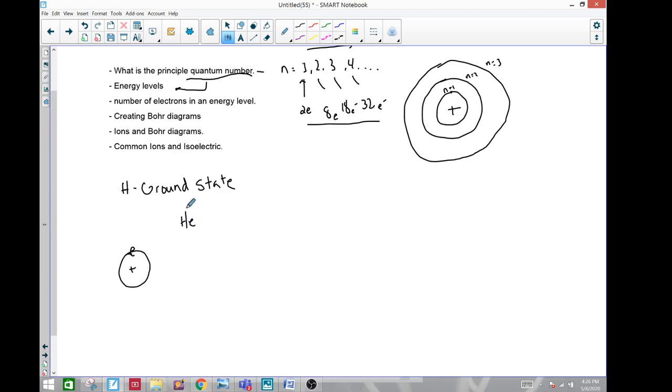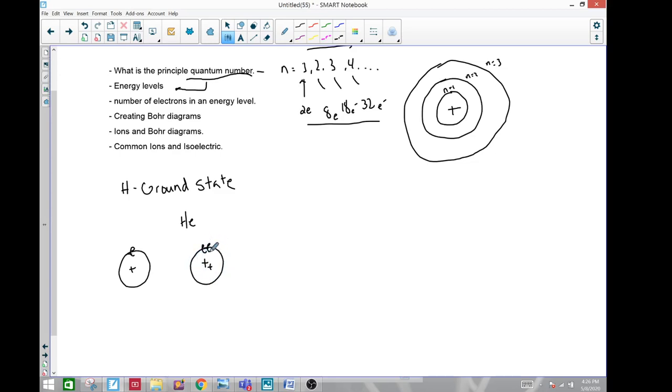If we were to do, let's say, helium, again, we always assume ground state. I'll show you an example of what I mean by an excited state in a moment. Again, this first energy level can hold 2 electrons. So helium has 2 protons, like this, and we would have just two electrons like this. It doesn't matter really where you draw them on here. People commonly put them in pairs, but technically they just have to be in the energy level.